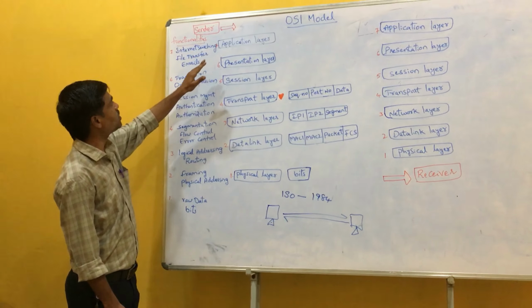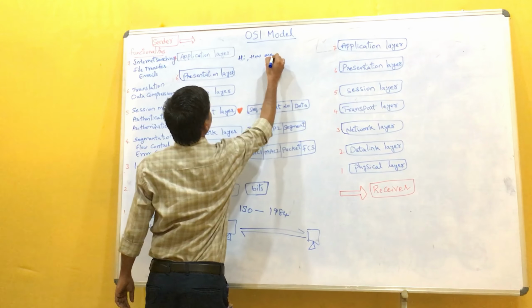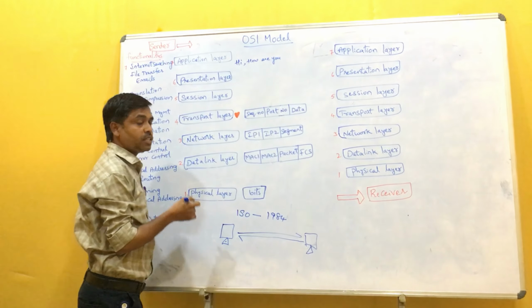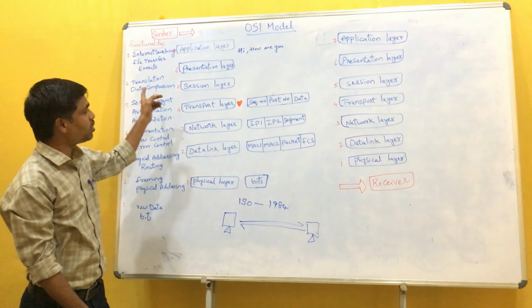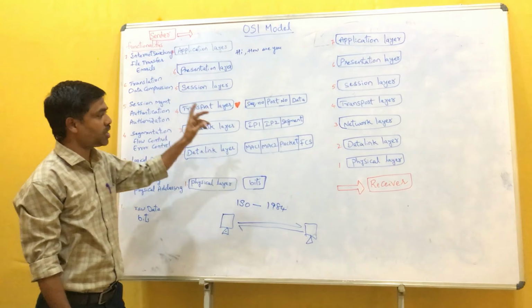So let's move to the first layer, which is the application layer. I will discuss it along with a very simple, small example to understand. Here the sender is there, and here the receiver is there. What does the sender want to do? The sender wants to send a message to the receiver. For example, I will type a message: hi, how are you? This is the message I want to transmit from sender to receiver. How this works using all the 7 layers, we will see now.